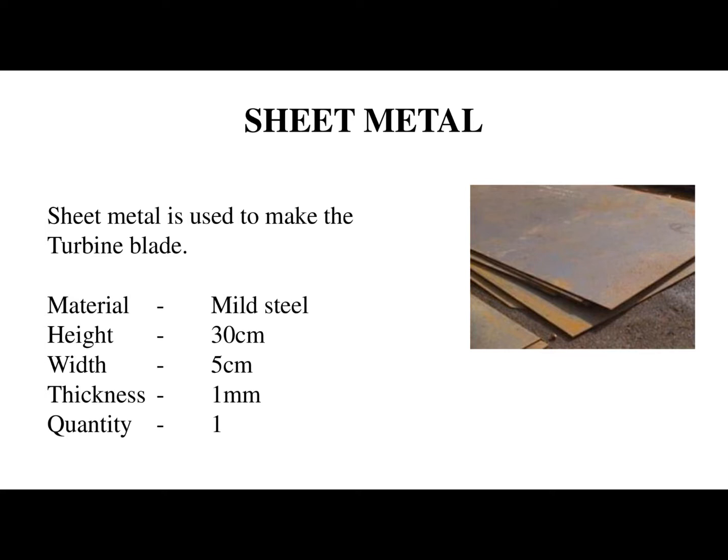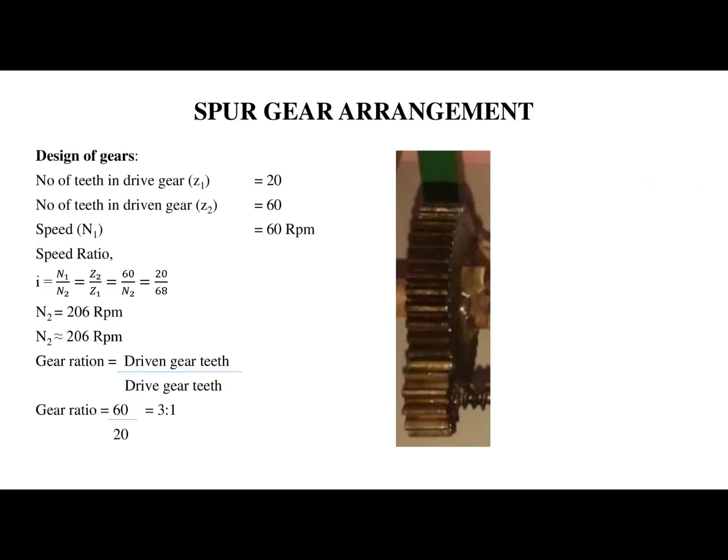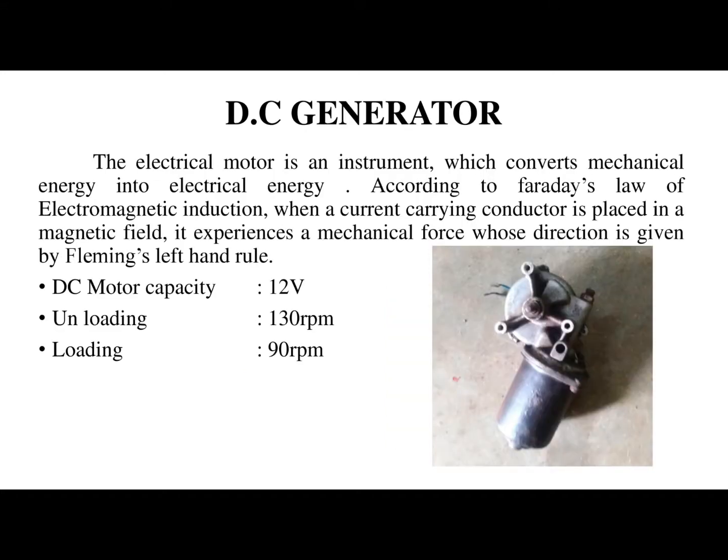Sheet metal: the sheet metal is 30 cm in height and 5 cm in width, and the thickness of the sheet is 1 mm, with a quantity of 1, which acts as the blades of the rotating wind turbine. The spur gear arrangement: the gear diameter of the driven gear is 20 mm and the gear diameter of the driver gear is 60 mm. Totally, the gear ratio is 3:1.